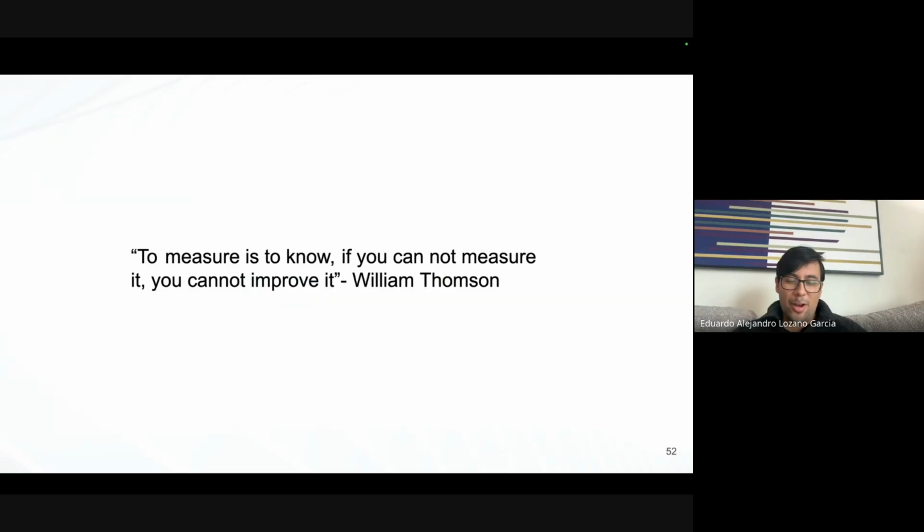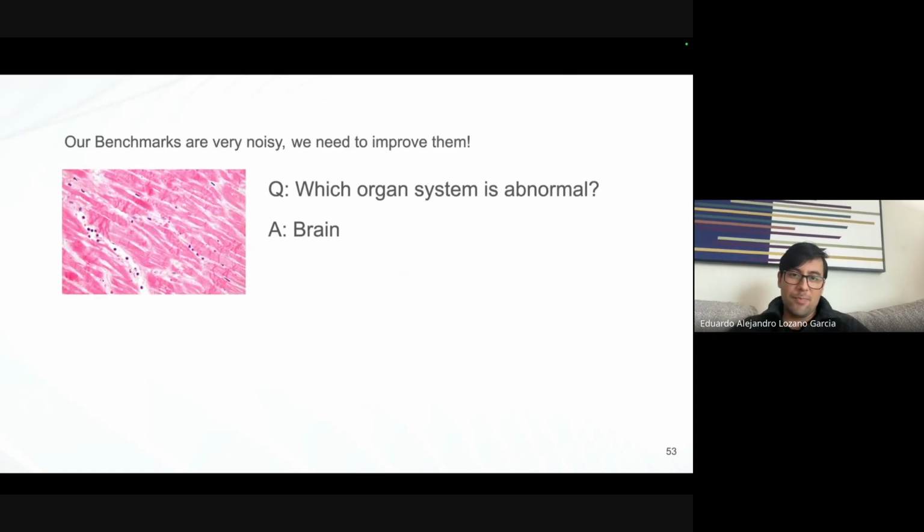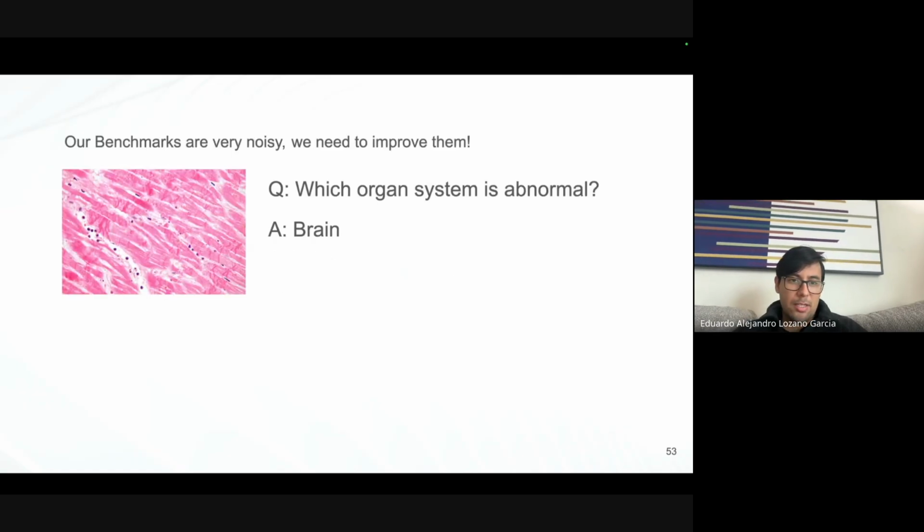So the first one, and it might be obvious, is to measure is to know, and if you cannot measure it, you cannot improve it. There's a really famous quote, right? One of the things I noticed early on when trying to design our benchmarks was that they were really noisy.